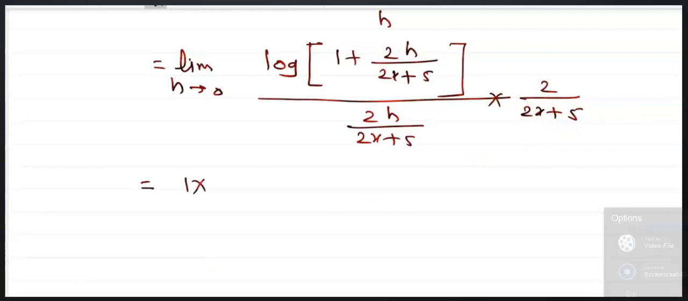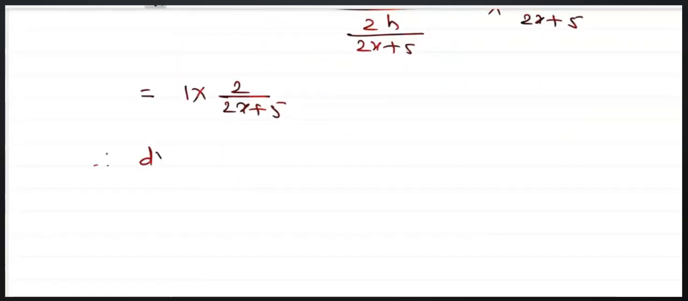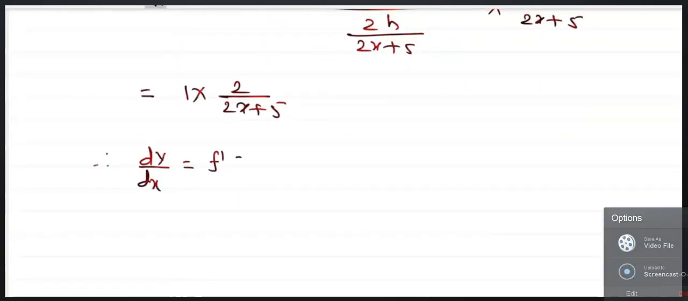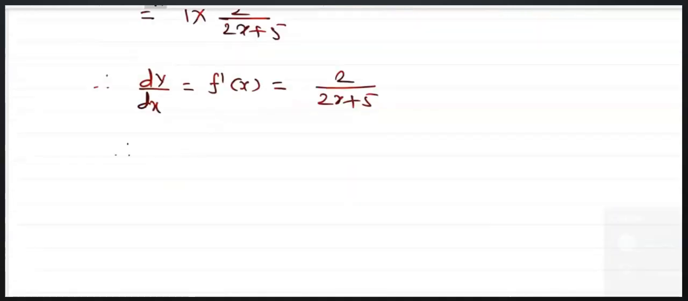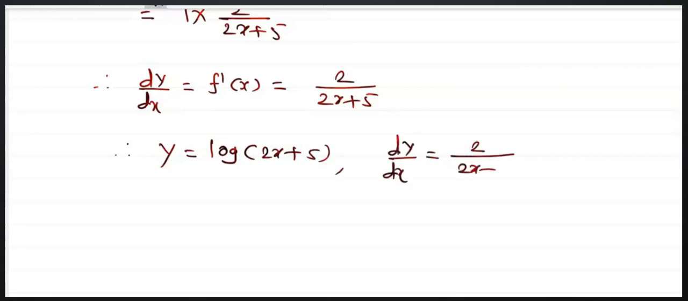Therefore, dy by dx is equal to f dash of x is equal to 2 upon 2x plus 5. Therefore, y is equal to log of 2x plus 5. Then its derivative is 2 upon 2x plus 5.